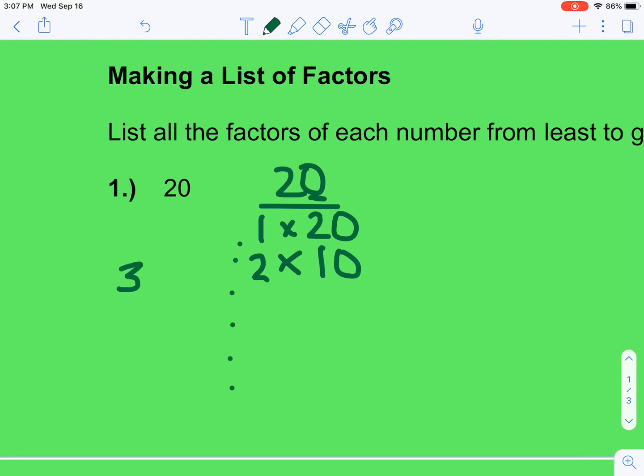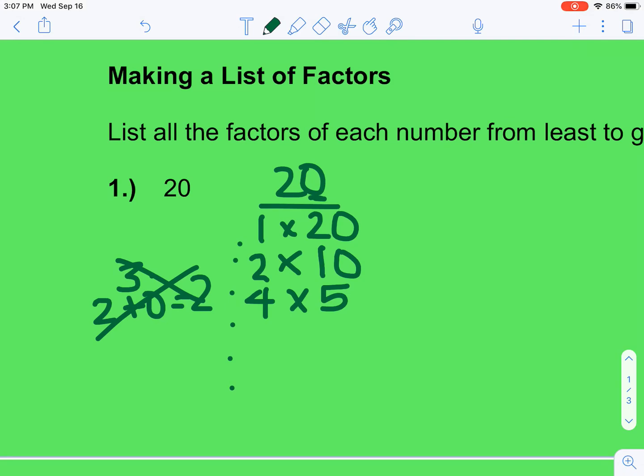Now let's try 3. Remember, if 20 is divisible by 3, my 2 plus 0 needs to be a multiple of 3. 2 plus 0 is 2, and I know that I cannot divide that evenly, so 3 doesn't work. What about 4? Can you think of a number times 4 that gives us 20? Right, 4 times 5 gives us 20.